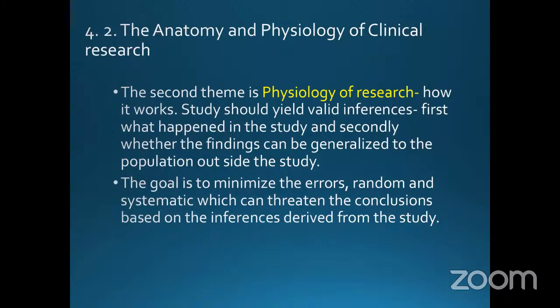First, what happened in the study? Secondly, whether the findings can be generalized to the population outside the study. So the goal is to minimize the errors. There are two errors, random error and systematic error, which can threaten the conclusions based on the inferences derived from the study. So the design should solve some of these issues, and randomization is a very important aspect in this context.